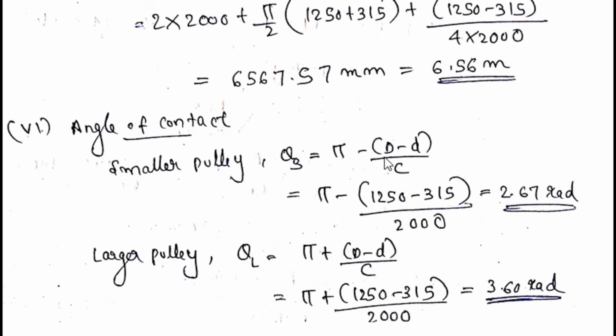We know all the values: capital D, small d, C. The only difference between these equations is the sign at these two points. So the angle of contact of the smaller pulley and the angle of contact of the larger pulley are 2.61 radian and 3.6 radian.